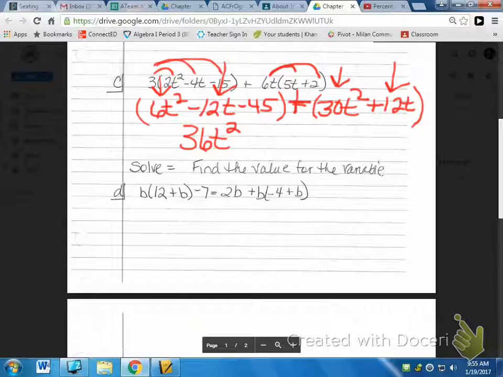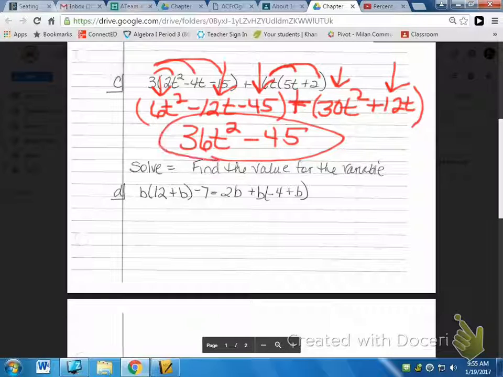It cancels out. We're not going to have a t term at all. And then the constant term, there's only 1. So what would I do, Octavia? Bring it down, minus 45, and I would be done with that. 36t squared minus 45. All right, so make sure you distribute through, combine any like terms as necessary, put it in standard form, you'd be done.